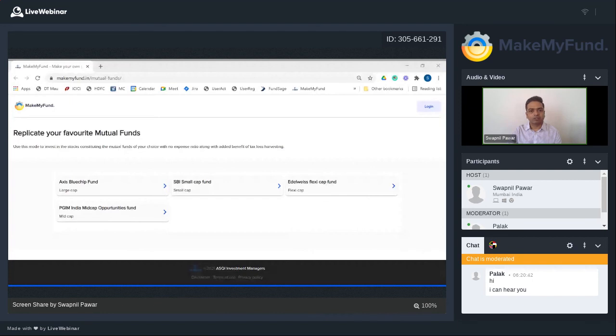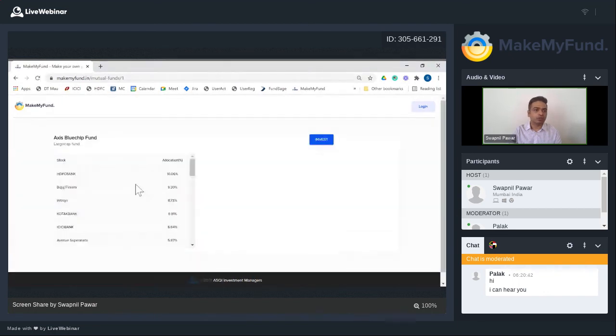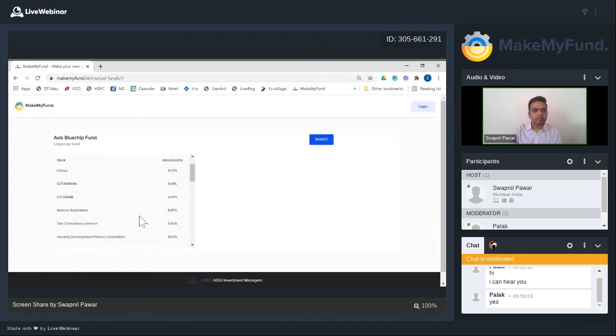So as you can see on the screen here, it's essentially a few portfolios which were shown for the demo. These 5 I've just shown for the sake of demonstration. Let's look at Axis Blue Chip Fund. Look at this portfolio now. HDFC Bank, Bajaj Finserv, Infosys. This is how Axis Blue Chip Fund is in real life. You can double check that. So all of these are essentially its components with various allocations.